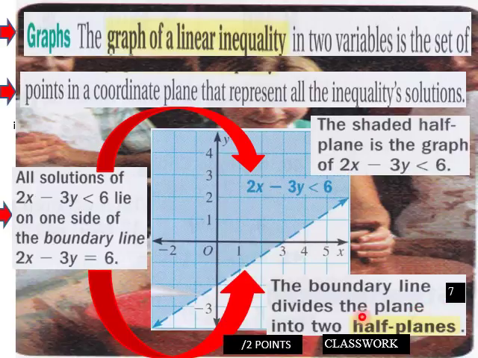The boundary line divides the plane into two half planes. So here's a half plane, here's a half plane. And then here's your boundary line here.